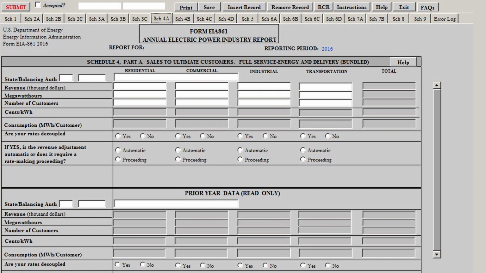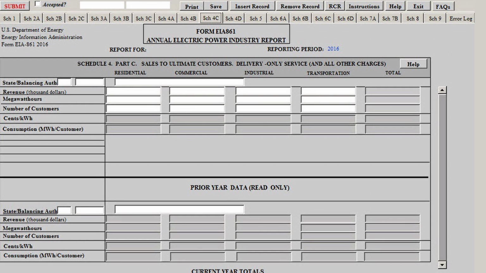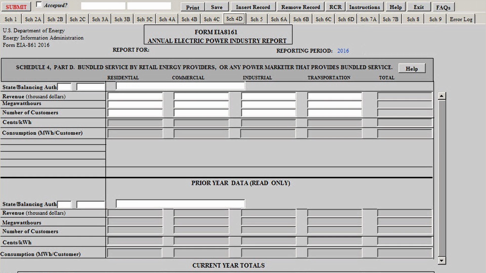There are 4 different classifications of services to provide sales to the ultimate customer on the EIA-861. Schedule 4A is for full service sales, which include both energy and delivery service. Schedule 4B is for energy-only sales. Power marketers supply energy to the ultimate customers while another entity delivers the energy. Schedule 4C is for utilities that provide delivery-only services to the customer. Schedule 4D is only to be completed by power marketers that provide bundled services to customers in Texas. Supply and delivery should be included in the revenues reported on 4D.